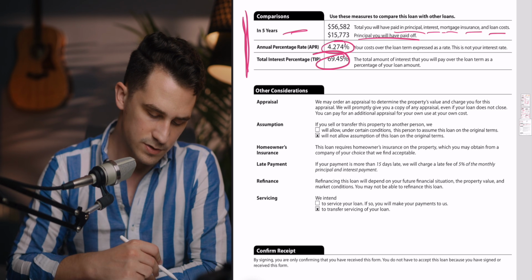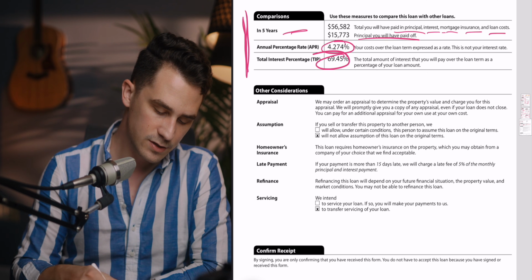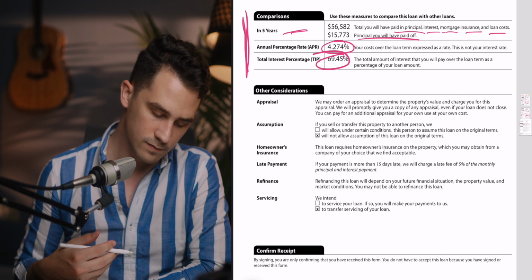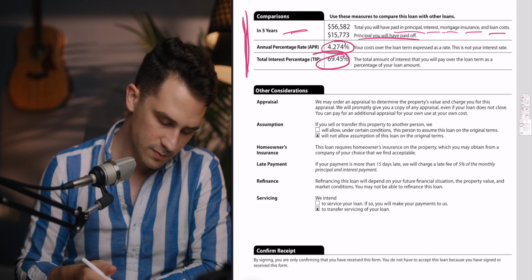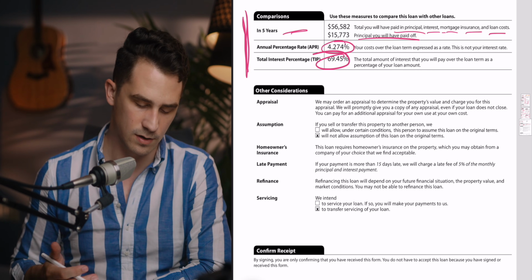Also, the total interest percentage can be great to help when you're comparing those loans. This is the total amount of interest that you'll pay over the loan term as a percentage of your loan amount. They also put in some other considerations in here that can be a little bit helpful, usually not make or break on loans.